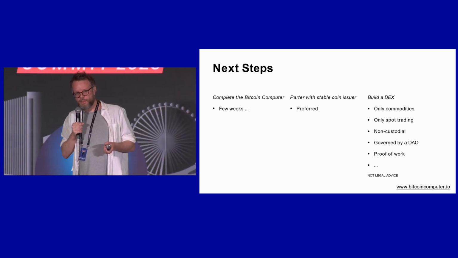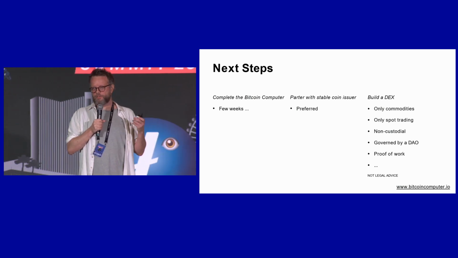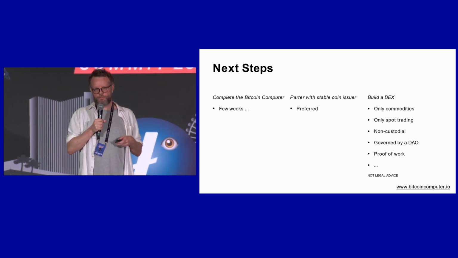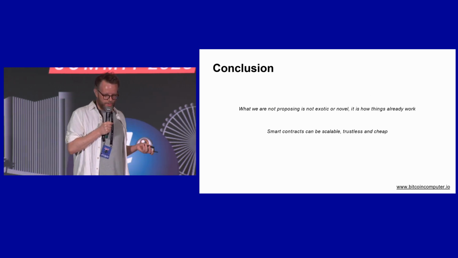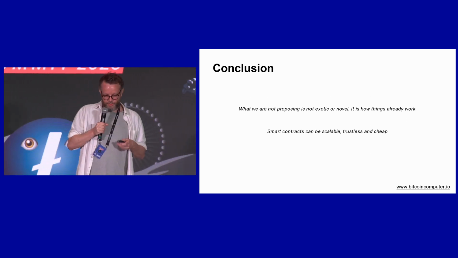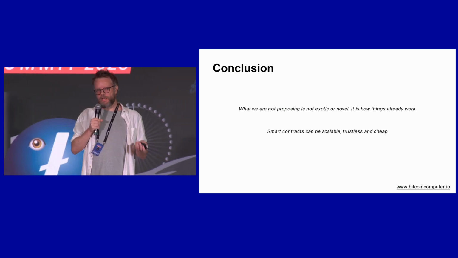So stick around. Maybe we will launch a DEX like that, that will issue a new token based on proof of work that will unlock all these amazing capabilities for UTXO-based blockchains. Right. So to conclude, what we're proposing is actually not at all, in my opinion, exotic or novel. It's actually exactly how the world works, right?